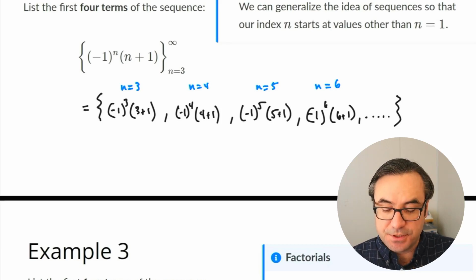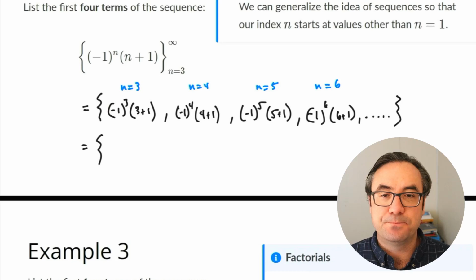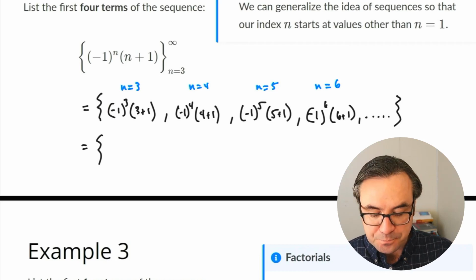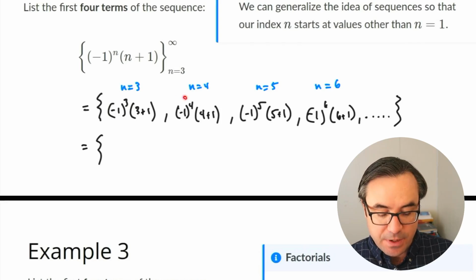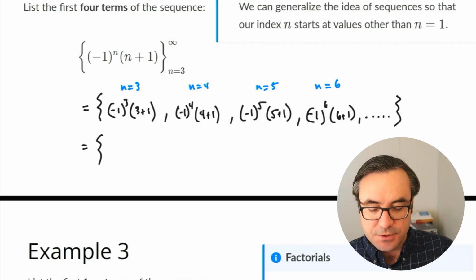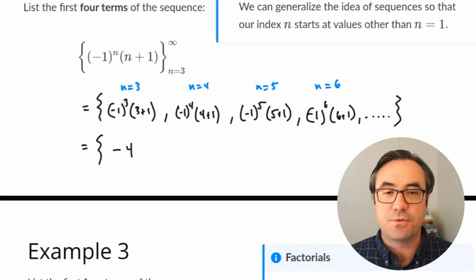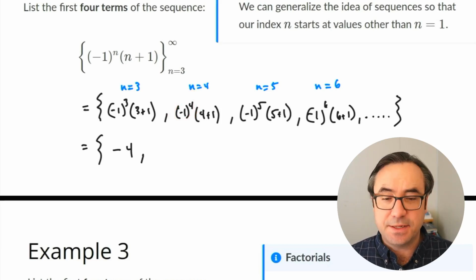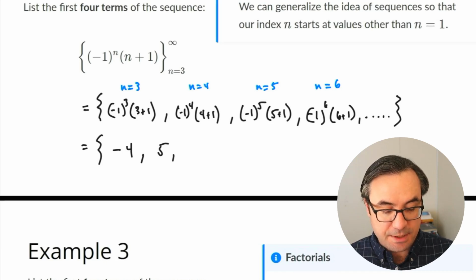Let's simplify this, though. So we have this -1 cubed. And we're going to see this -1 raised to a power n quite a bit. So when -1 is raised to an odd power, the result is just going to be -1. And when -1 is raised to an even integer, it's going to be +1. So in this first case, we're going to end up with negative, and then 3 plus 1 is 4. For the next term, this -1 raised to the power 4 is going to be positive, so we're going to end up with just +5. And then we just kind of keep going like this.